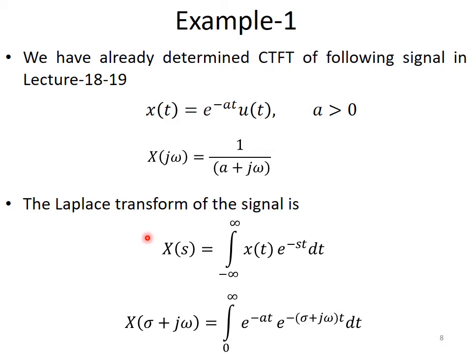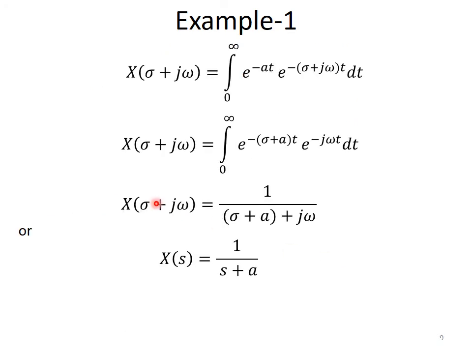Now let us find out the Laplace transform of this signal, right. So Laplace transform is given by this equation, where s is equal to sigma plus j omega. So let us substitute s as sigma plus j omega here as well as here, and also you can see that the integral from minus infinity to infinity is now from 0 to infinity because of this unit step function.